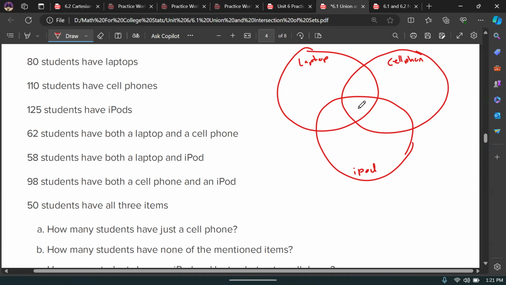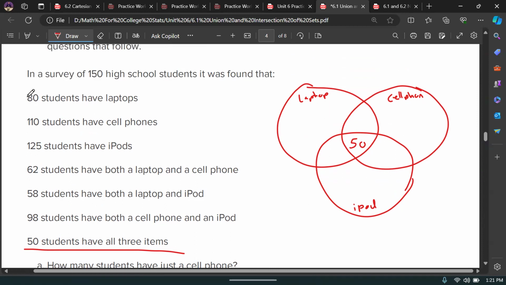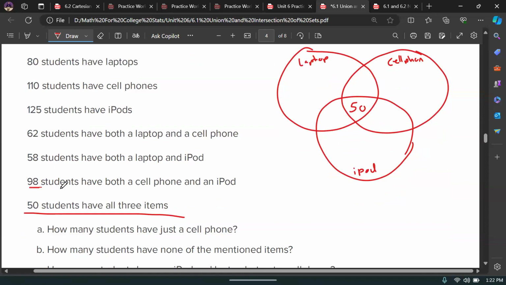Okay, so in the middle, how many people have all 3, laptop, cell phone, iPod? There are 50 students that have all 3. So we're going to go ahead, boom, 50. We know that exactly. So now we have 50 less in each one of these, basically. But we still have other overlap regions to attend to. For example, you see how it says 98 students have both a cell phone and an iPod? So cell phone and iPod are this little football shape here. It says 98 students have both, but remember we've already counted 50. So that means right here we'll have 48 more.